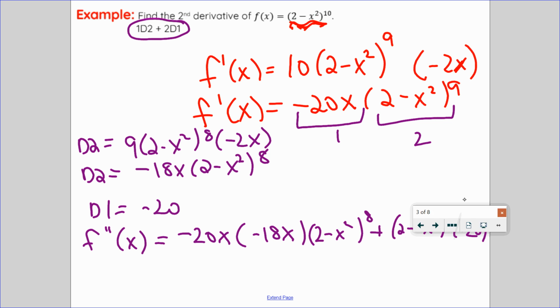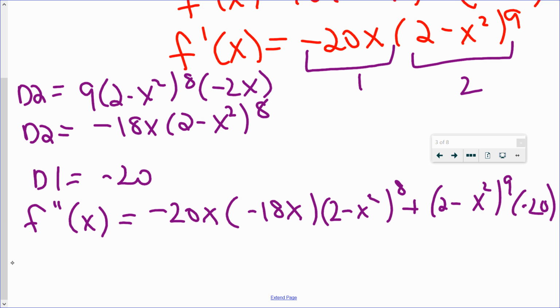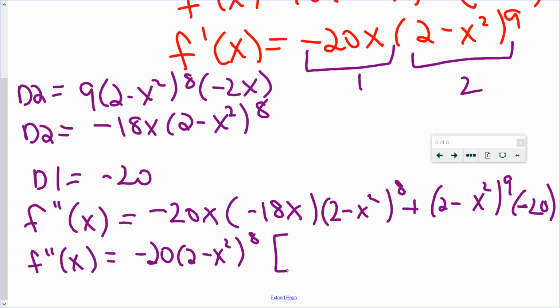So I see this as a good question that I can do by factoring. I definitely see a GCF. Let me make this a little bit bigger. So I'm going to factor out a GCF. The second derivative is going to be, so I see a greatest common factor. They're both negative, so let's take out a negative 20. I also see that I have a 2 minus x squared, and the smaller exponent would be 8. So let's take that out. Negative 20 divided by negative 20, but I'm left with x, and then I'm left with negative 18x, and then this has the same exponent of 8, so that's gone.